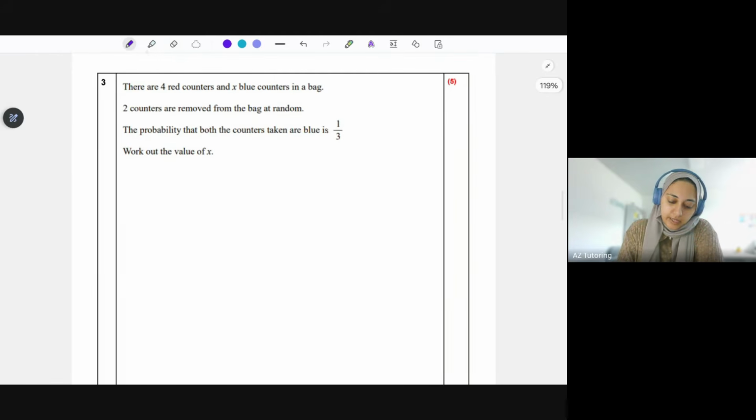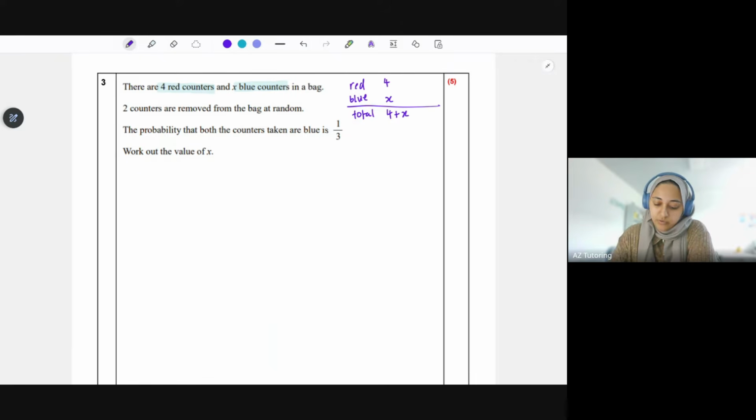Okay, so there are 4 red counters and x blue counters in a bag. So our options, again, are red and blue. There's no other options. And let's just put a total down. So red, we've got 4. Blue, we've got x. So therefore, our total is 4 plus x, because we've only got red and blue.